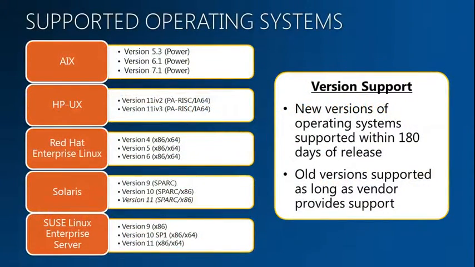So supported operating systems, our focus is on the Linux and Unix operating systems found in the enterprise data center. This includes AIX, HPUX, and Solaris on the Unix side, and Red Hat Linux and SUSE Linux on the Linux side. We try to get new support for new major versions of the OSs out within 180 days of GA for the operating system. Solaris 11 support is shipping real soon. And then we support the operating system version as long as the vendor does.